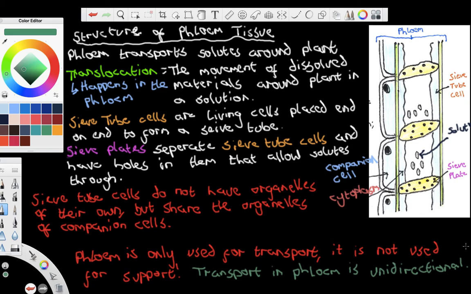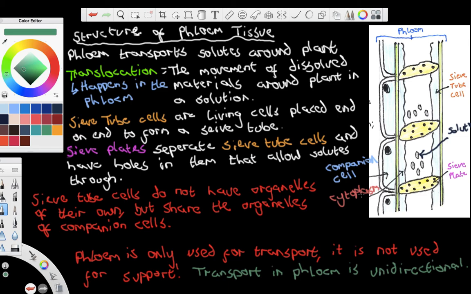So the structure of the phloem consists of these sieve tube cells that are alive, unlike in the xylem where they're dead. Separating the sieve tube cells are these sieve plates, which have tiny holes in them to allow solutes through. The sieve tube cells do not have organelles of their own. Instead, they share organelles with these companion cells. It's important that it does this because the movement of sugars inside a plant is an active process. Sometimes you want to move the sugars up, sometimes down.